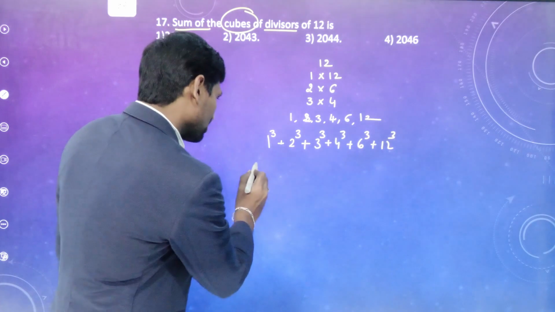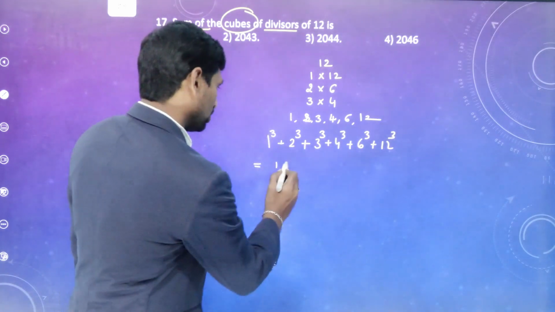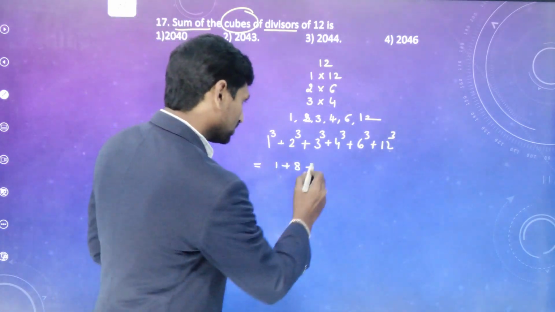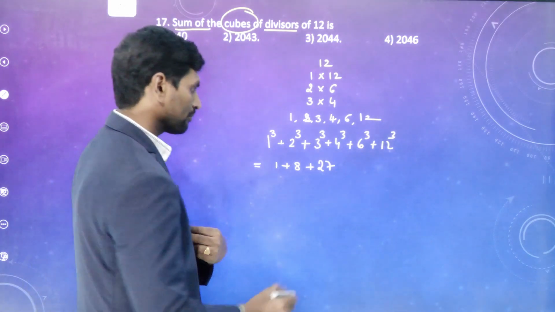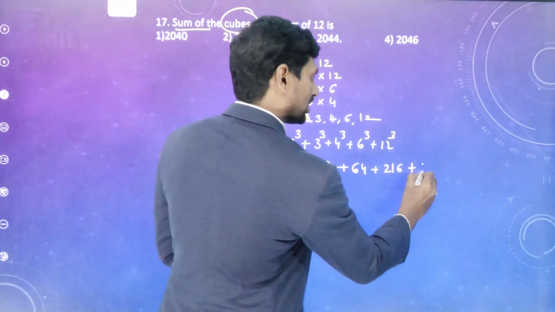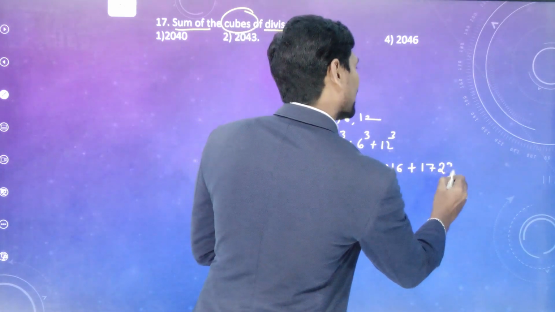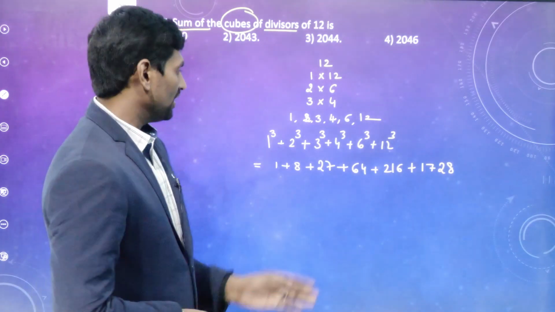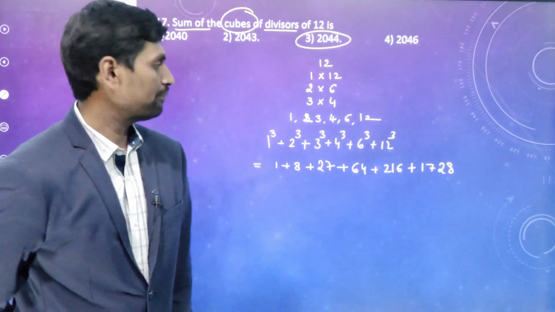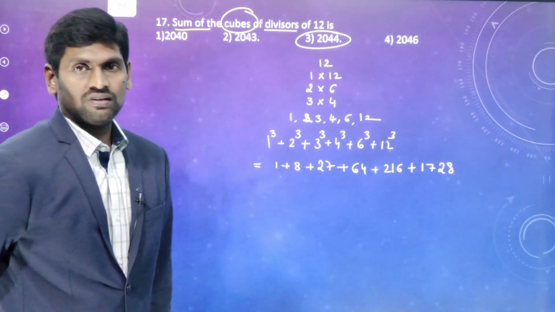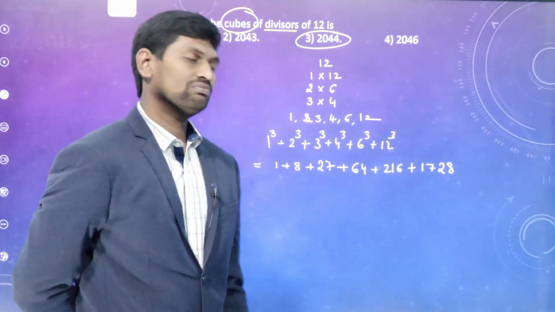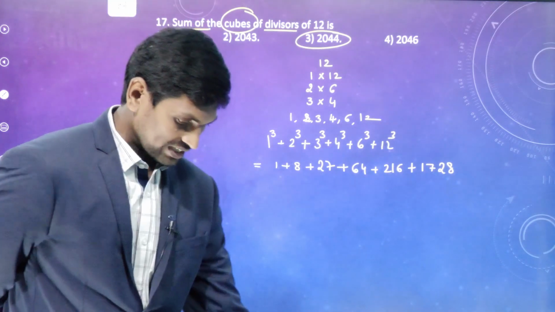Add all of them. 1 cube value is 1, 2 cube value is 8, 2 into 2 into 2. 3 cube value is 27, 4 cube is 64, 6 cube is 216 and 12 cube is 1728. Add all of them, you will get the answer 2044. Okay? So first of all we need to find out the factors of 12, then cube them, and find the answer when you add them.